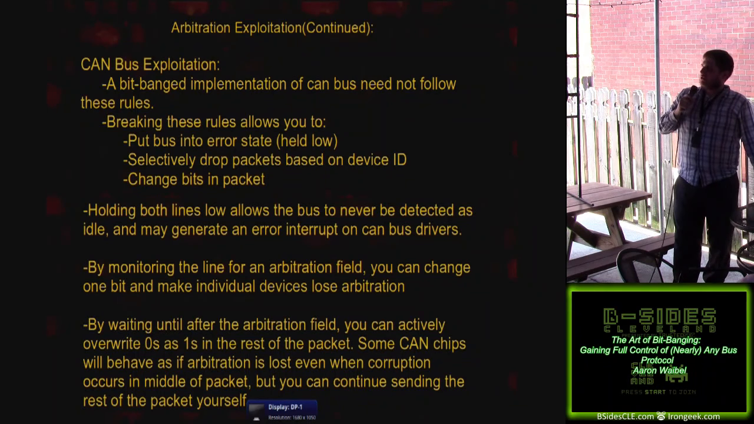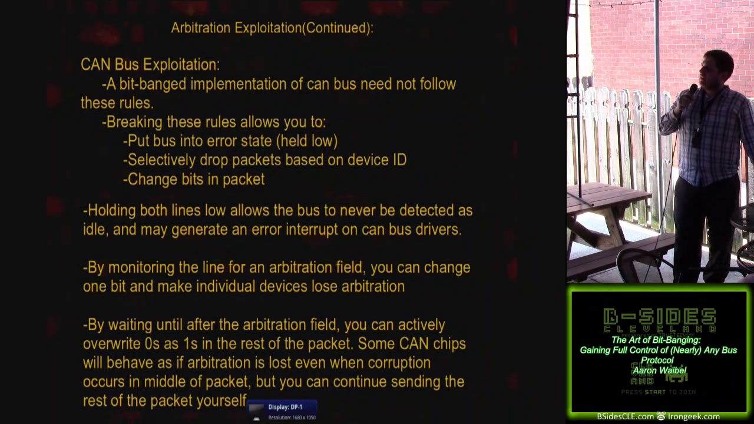Another thing you can do is just hold both lines low so that it never looks like the bus is idle. That prevents things from talking while you don't want them to. I can only imagine the kind of damage that you could do to a car by doing this. You'd probably brick the CAN bus pretty fast or a lot of the devices on there.